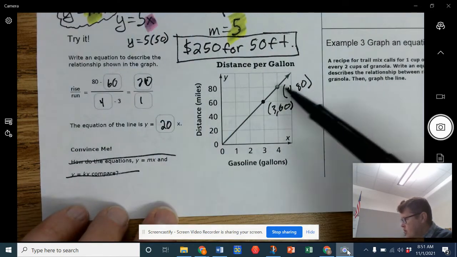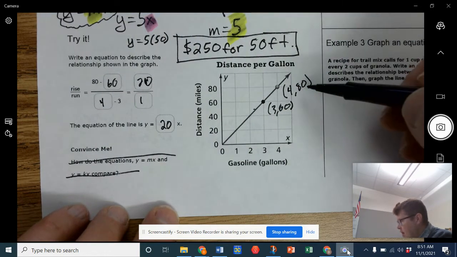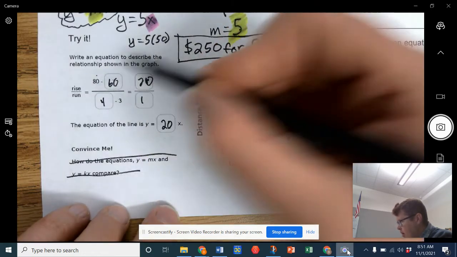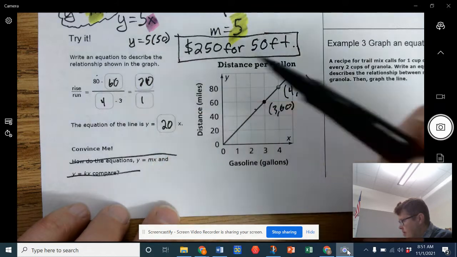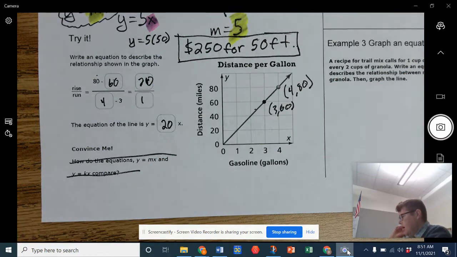That's how you find your slope from two points, right? You take your y values, you put them on top. So we have your 80 and 60 here. And you have your x values of 4 and 3, and you put those on the bottom. You subtract them, and you're good to go.